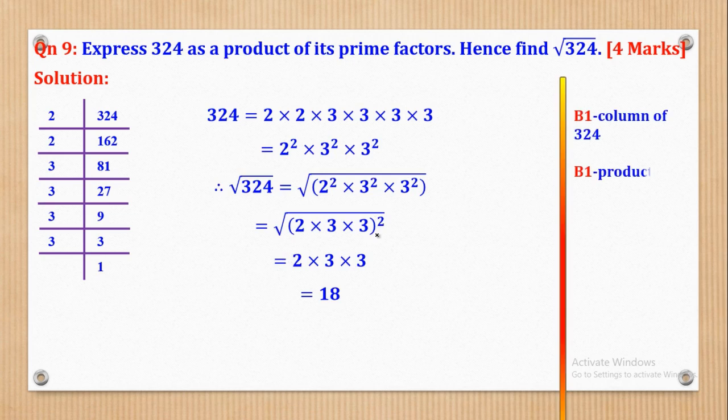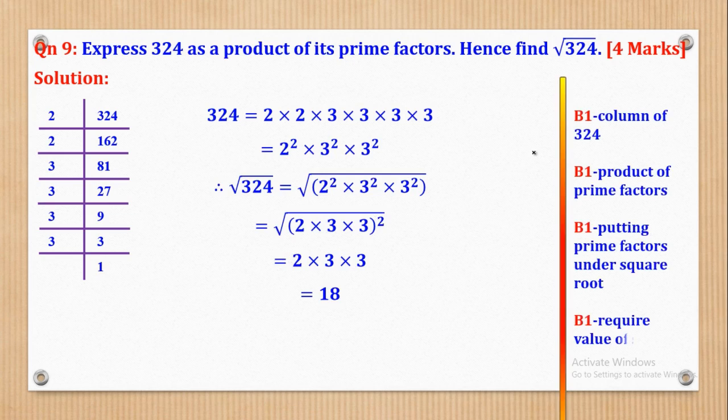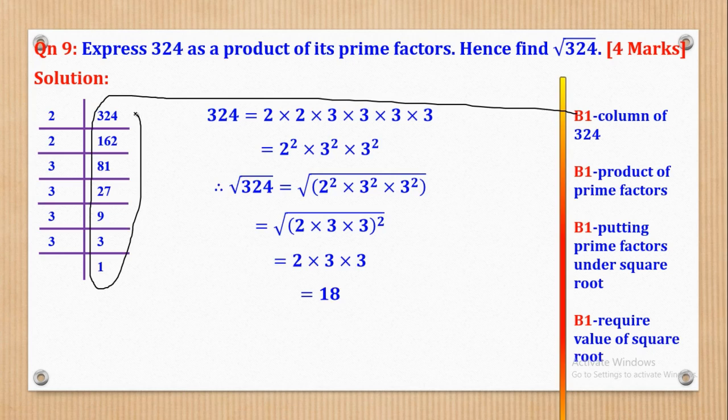Now let's see how much can be awarded. So B1 for generating the column of this, another B1 for the product, and B1 for putting prime factors under square root, and B1 for the required value.